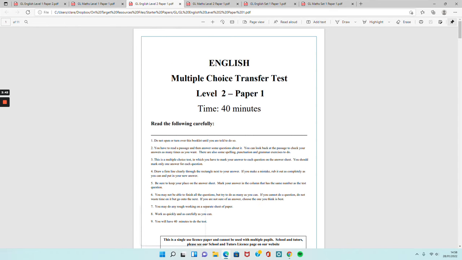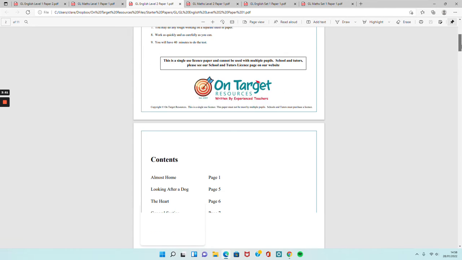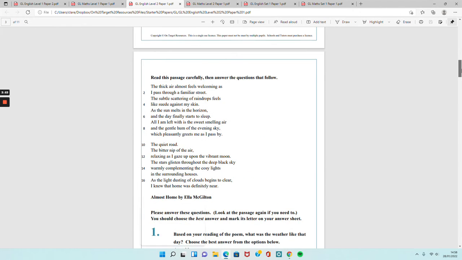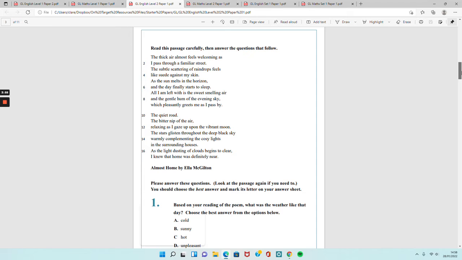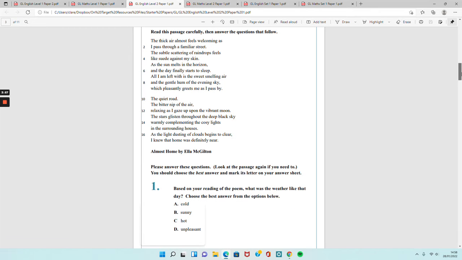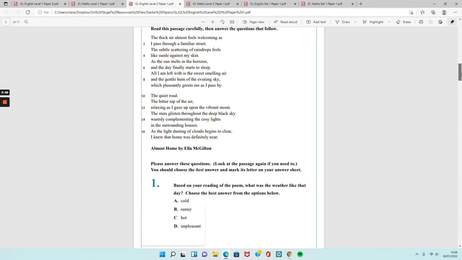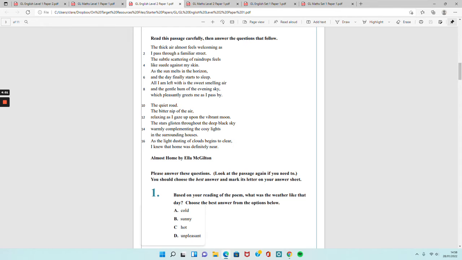Into level 2 English. So level 2 English is a 40-minute paper and there are 40 questions. Again, we have our contents page followed by our first comprehension passage. This is a 15 question comprehension passage. Level 1 was 10 questions, and you can see that the lines are numbered.